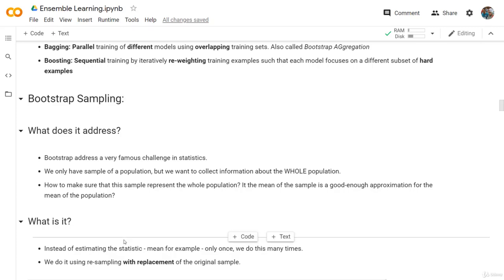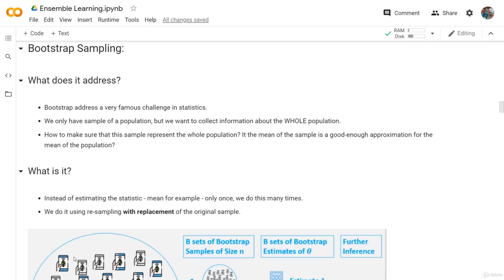So instead of just estimating the statistic, the mean for example, instead of only calculating the statistic once, we do this many times. So we calculate the mean multiple times, okay? And we do this using resampling with replacement of the original sample. Okay, so what do we mean exactly by resampling with replacement?